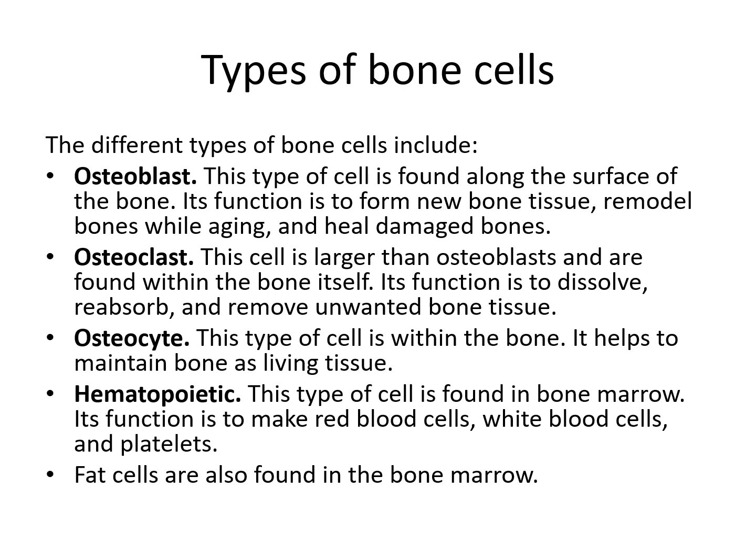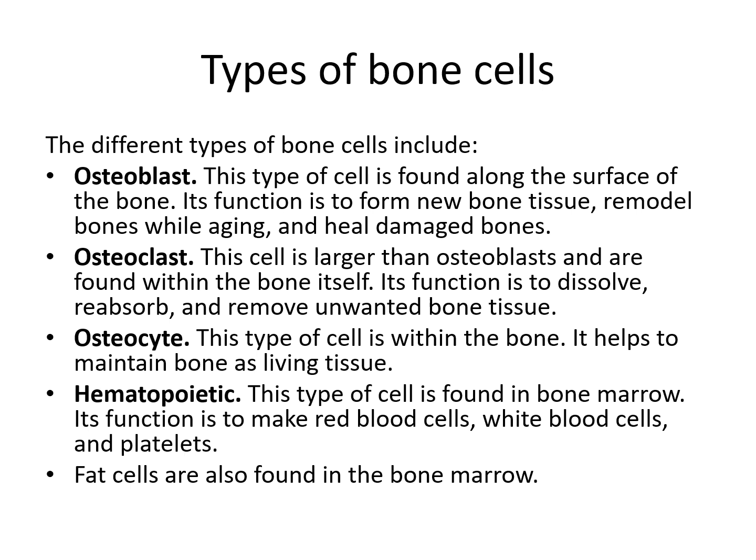Coming to the bone cells, we have different types: osteoblast, osteoclast, osteocyte and hemopoietic cells. Fat cells are also present in the bone marrow. The osteoblast is a cell present on the surface of the bone. Its function is forming new bone tissue and remodeling the bones during aging and during the healing process of the bone. When you get any accident, the healing process is done by the osteoblast. And the osteoclast is a cell larger than the osteoblast, found within the bone tissue, and it helps to dissolve, reabsorb and remove unwanted bone tissue.